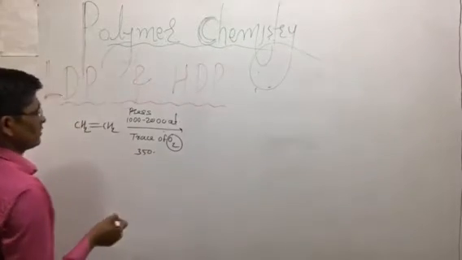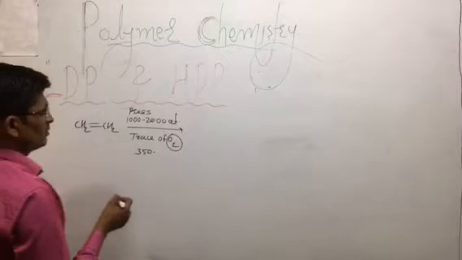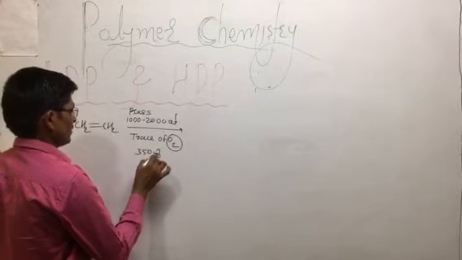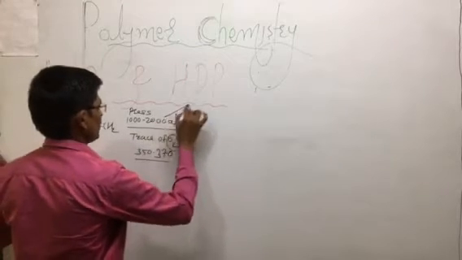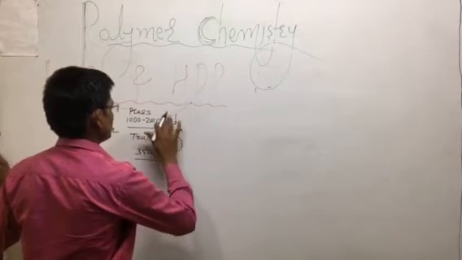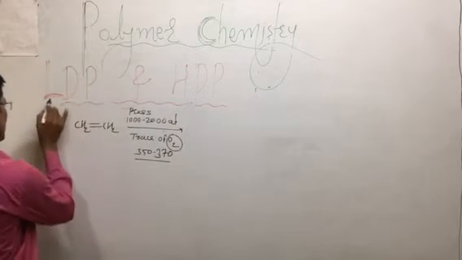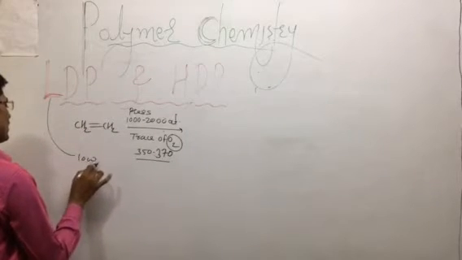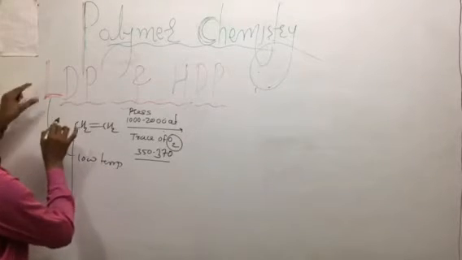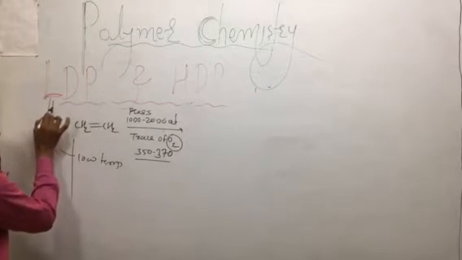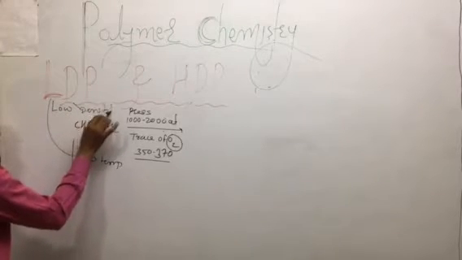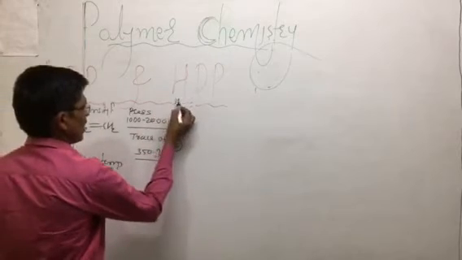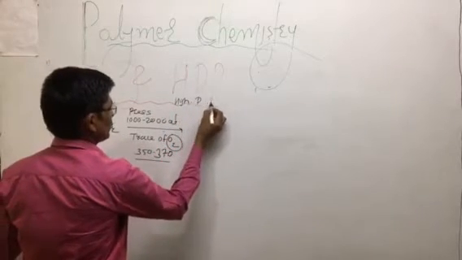The temperature is 350 to 370. So this is high pressure and low temperature. We are seeing high pressure and low temperature requirements here. So the low density polymer, as you can say, is low density polymer, and this is high density polymer.